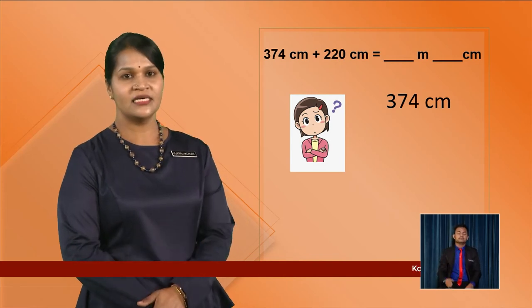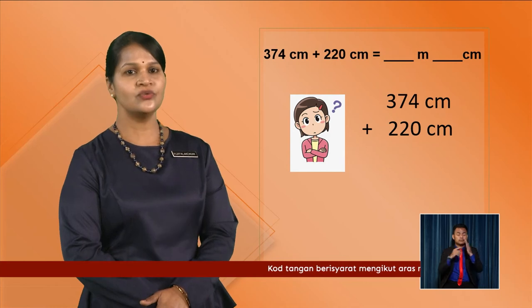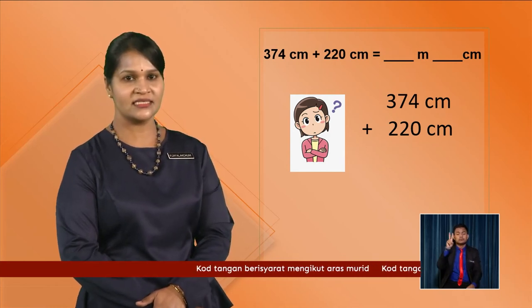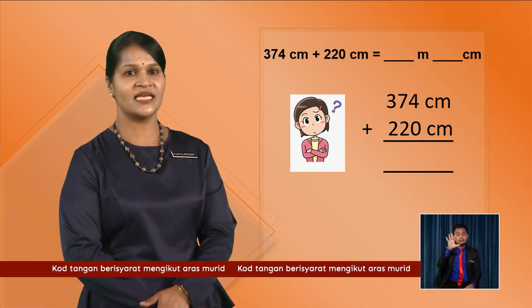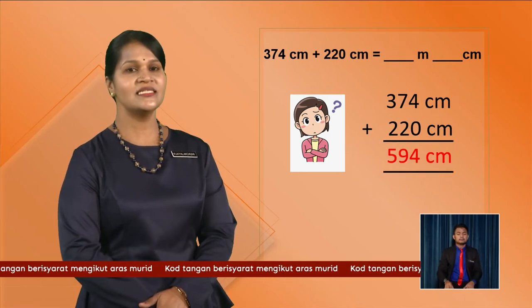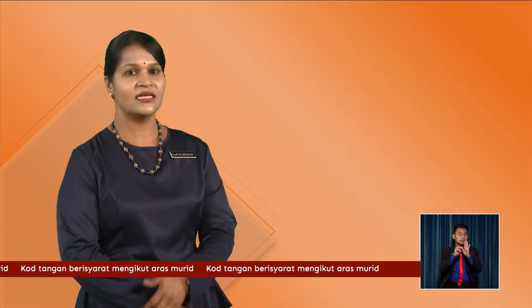Let's do it. 374 centimeters plus 220 centimeters is equal to 594 centimeters. The answer is 594 centimeters. Now, let's work on converting 594 centimeters to meter and centimeter. I hope everyone is ready to do the conversion.